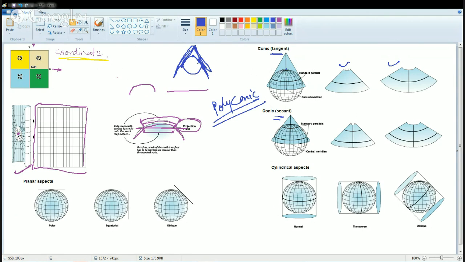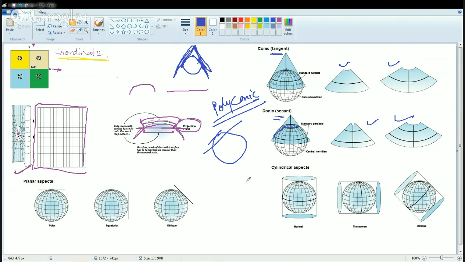Now this is what tangent is. What secant is, it is cutting through a section within the earth. So it's not just touching the outer surface of the earth, but going through a section of the earth. That's what the secant projection is. When you open out the secant projection, this is what comes out. So these are the types of conical projections when you have a sheet of paper and you are putting it into a conical format.